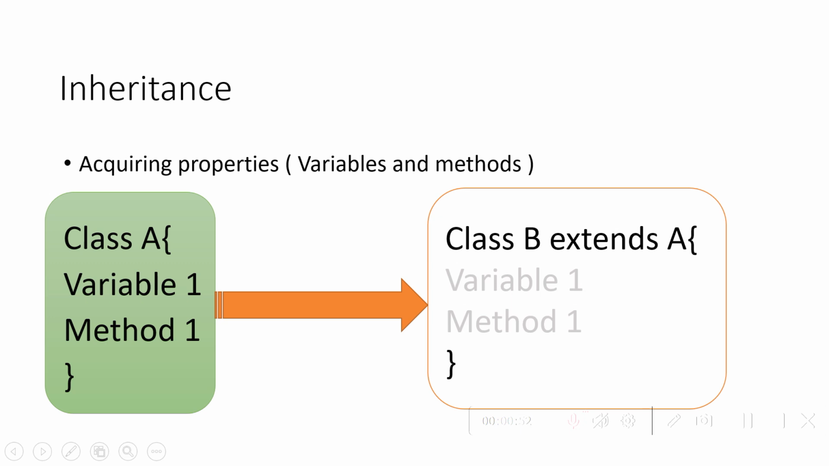in class B. Since it is inheriting, this variable 1 and method 1 will automatically have a copy here in class B. So class B is said to get or acquire the properties, both variable and method, from class A, since it is inheriting. This extends is the keyword used to represent that this class B is inheriting from class A. We can see an example for this.